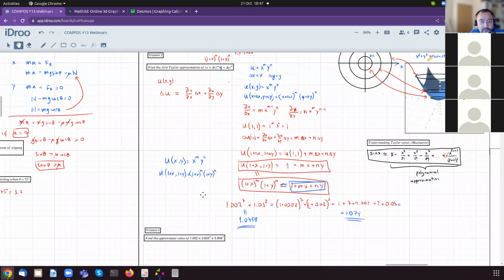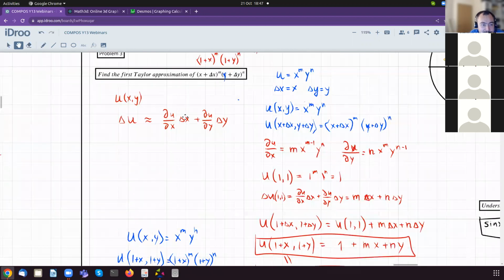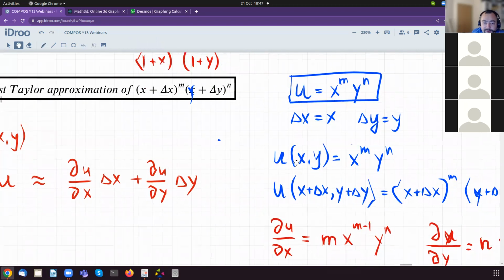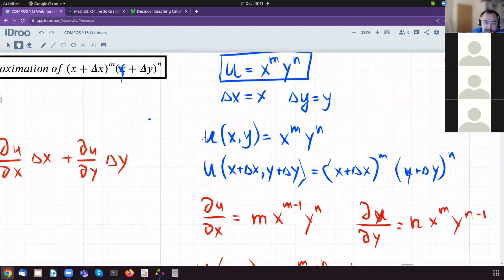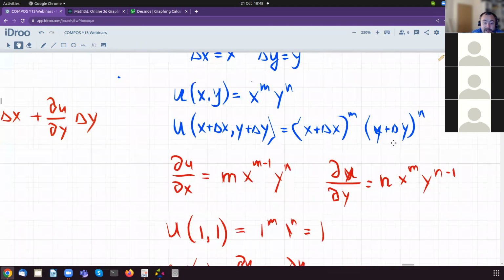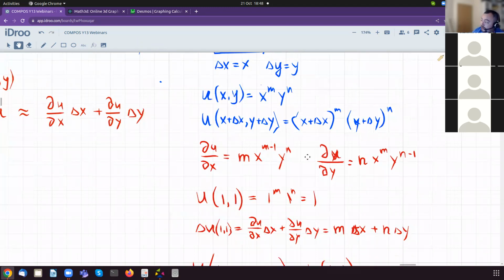Okay, so what I have done, I have been asked to find an approximation of this. And I said, let's say we have this function. So this is a function of two variables, x and y. Then I replace x with x plus delta x and y with y plus delta y, and I have this. And given that delta x and delta y are small, I can use the Taylor approximation, which is given in the assignment. There is a proof of that.